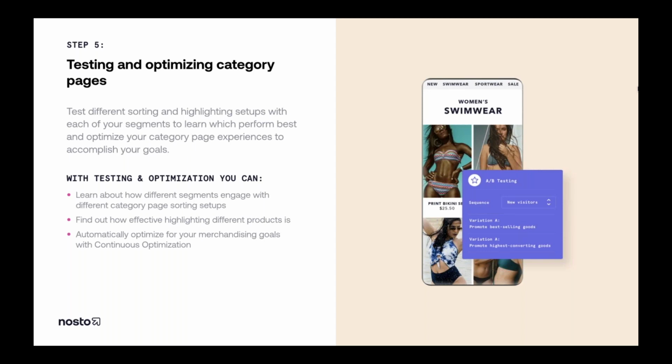Using lifecycle or custom segments and then testing different category page sorting and highlight attributes against each of those can really help retailers to better understand which merchandising strategies work best for different customer groups. So, not just for all your customers as a whole, but for first time visitors, repeat customers, loyal customers, customers who have an affinity for shoes, customers who have an affinity for Nike, etc.